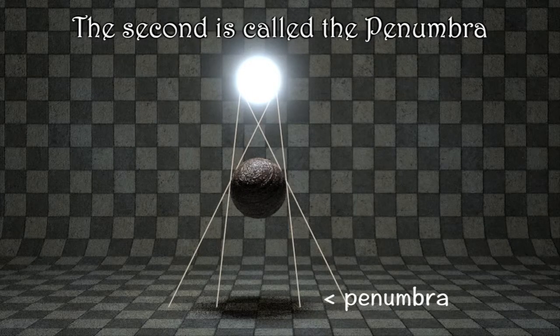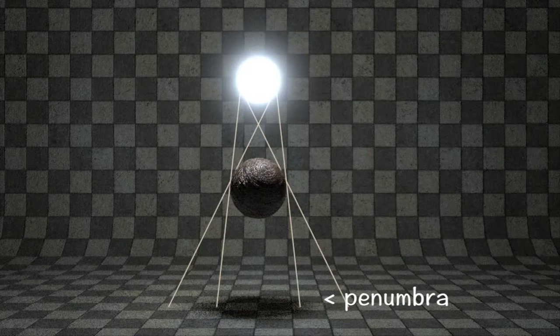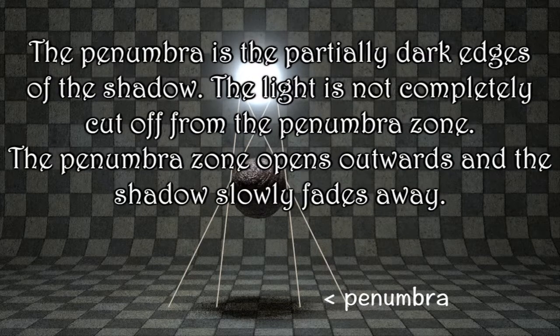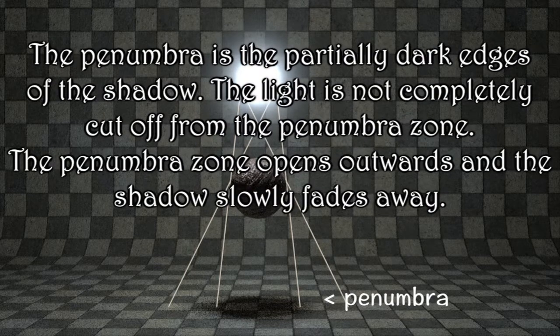The second zone is called the penumbra. The penumbra is the partially dark edges of a shadow. The light is not completely cut off from the penumbra zone. The penumbra zone opens outwards and the shadows slowly fade away.